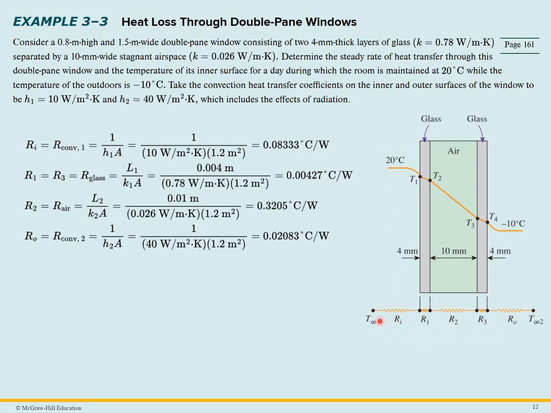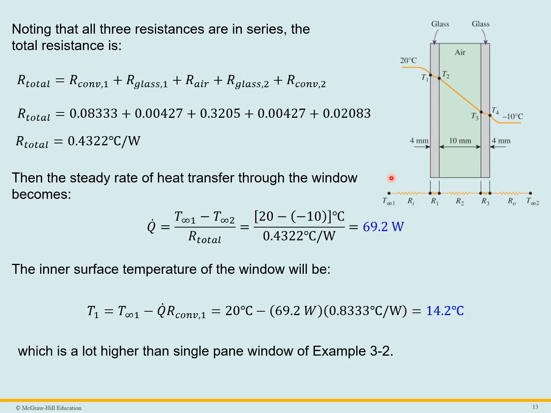So we can look at this as just adding a couple more resistors in our network. We can calculate Ri, which is the same as before, R1, R2, and Ro for the outside. Since all these resistances are in series, we can add them up like resistors in series. We get a total resistance value of 0.4322 degrees C per watt. We can find our steady state heat transfer, delta T over R total, just like before. The only thing that changed is our total resistance value. So we get 69.2 watts.